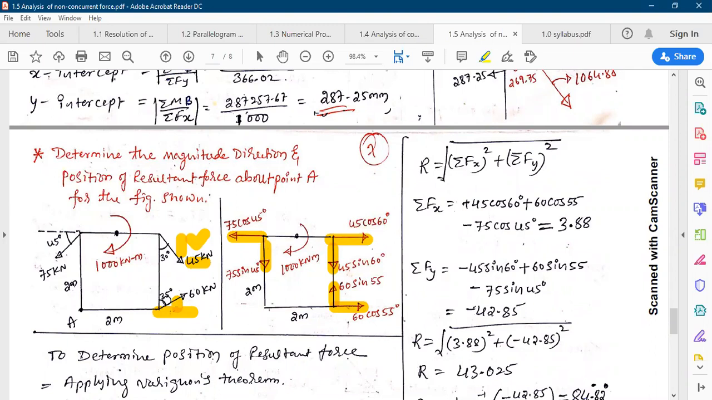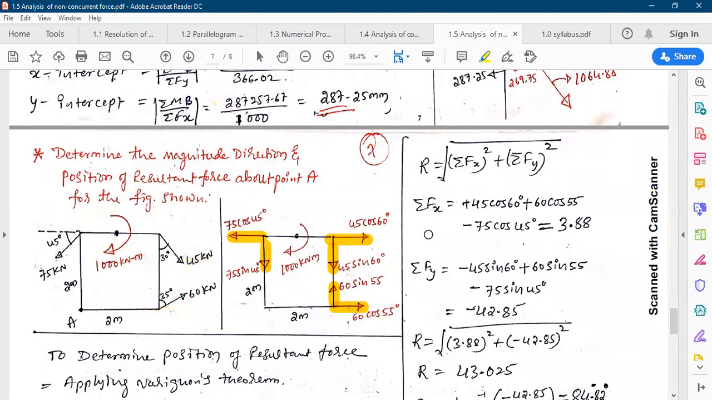Similarly, 60 cos 55, the angle with respect to the x axis being 90 minus 35, which is 55. 60 cos 55 acts rightwards and 60 sin 55 acts upwards. Similarly for this force, 75 sin 45 is the y component, acting downwards, and the x component, 75 cos 45, is acting leftwards. So these are the resolved components of all these forces.